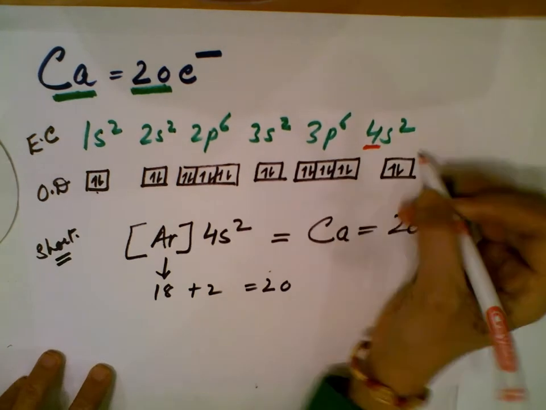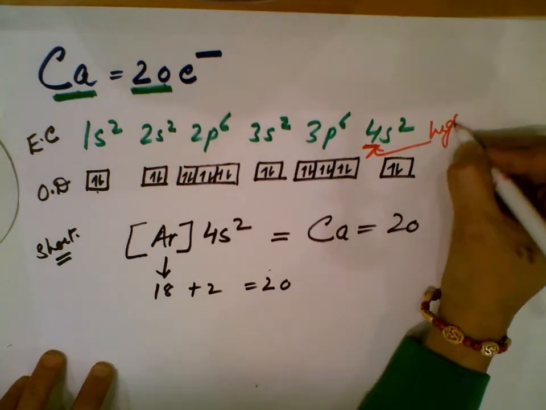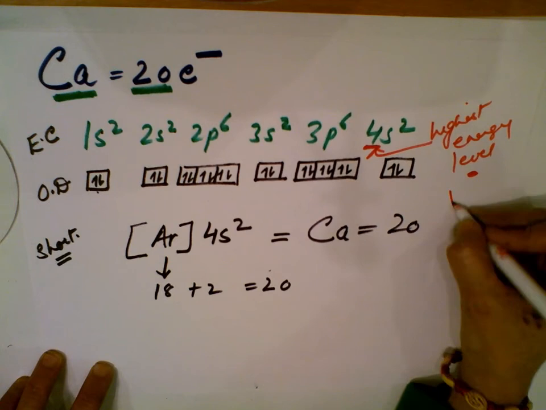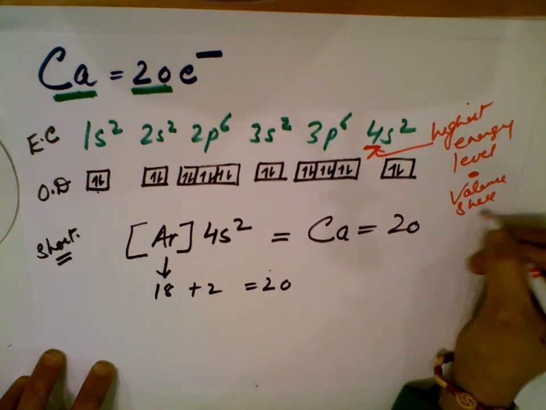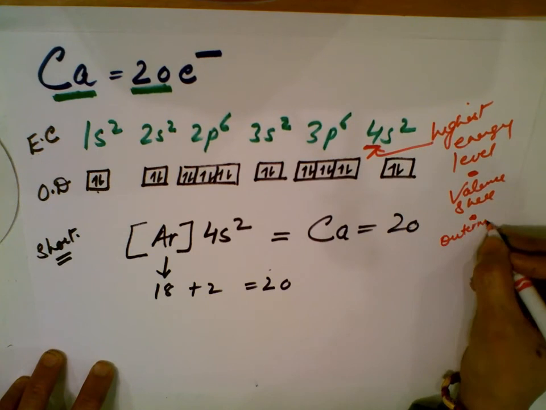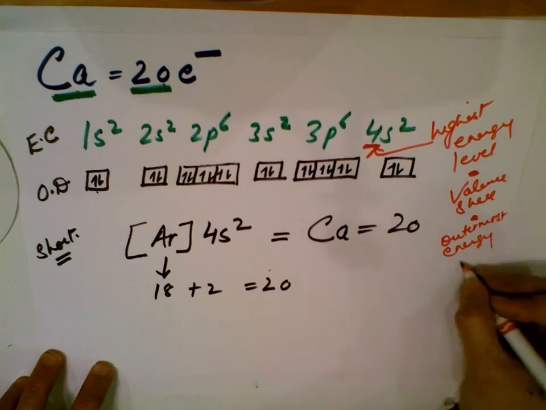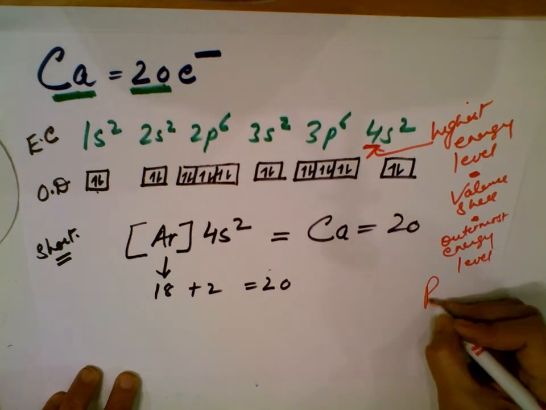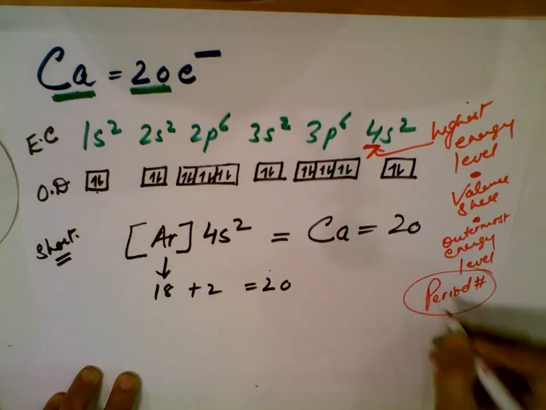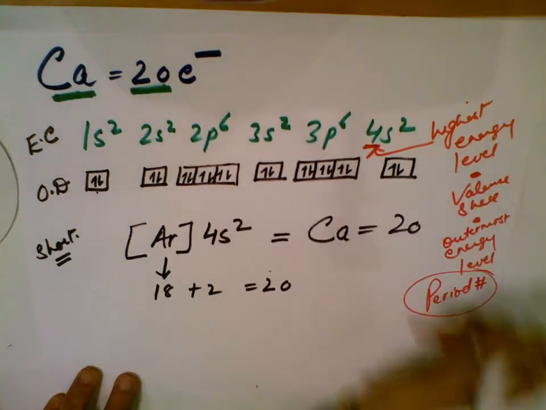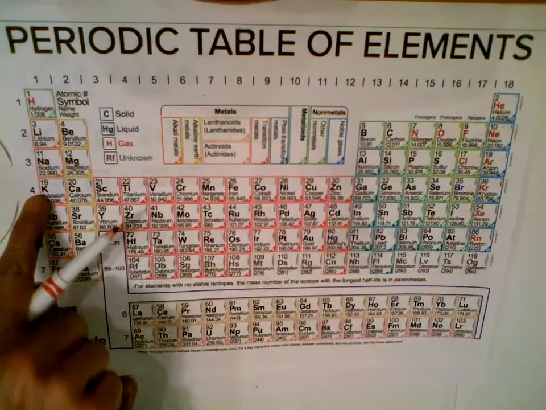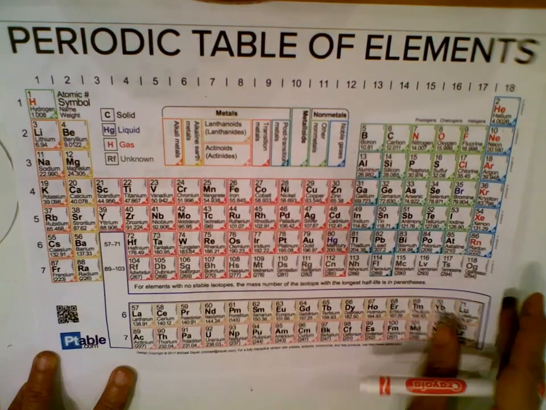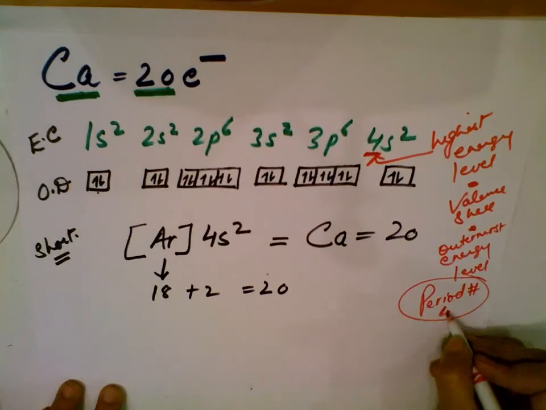This is the highest energy level. You can say highest energy level, or valence shell, or outermost energy level. Whichever is the highest or outermost energy level is equal to the period number. So what is the period number for calcium? It should be 4. Let's see if that is true. Yes, calcium is in period 4. Periods go across, left to right.